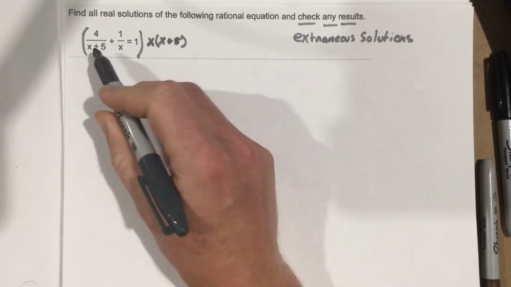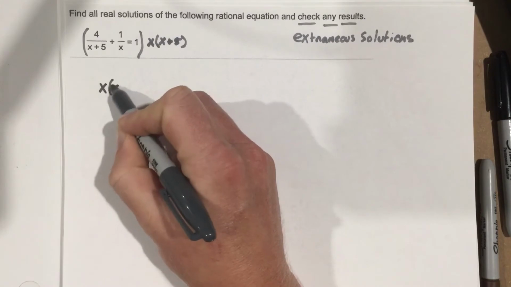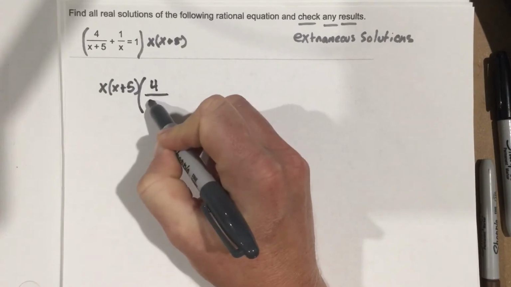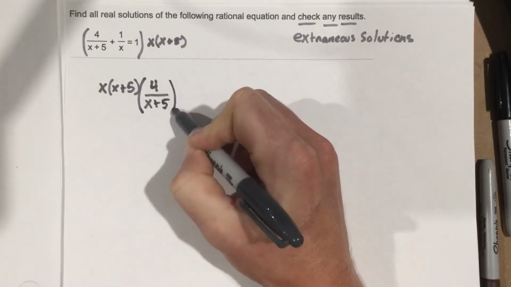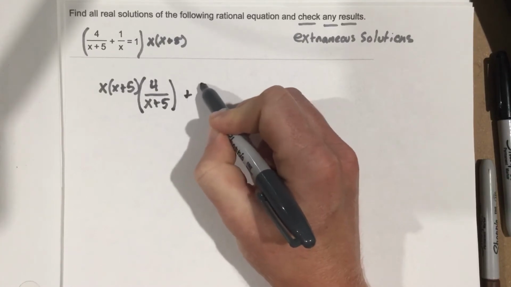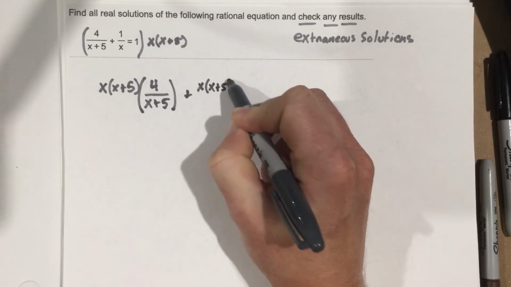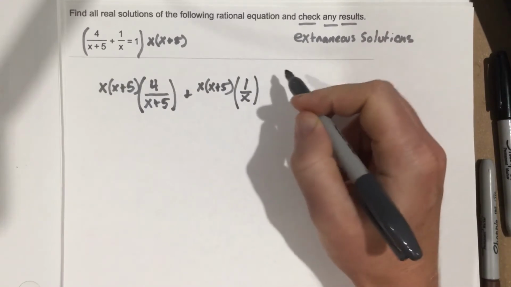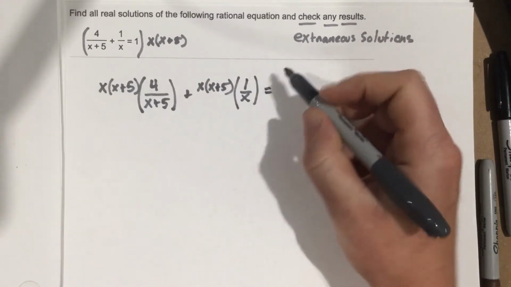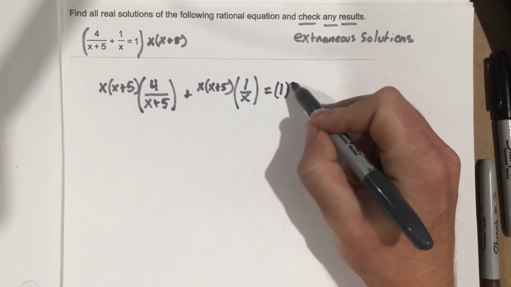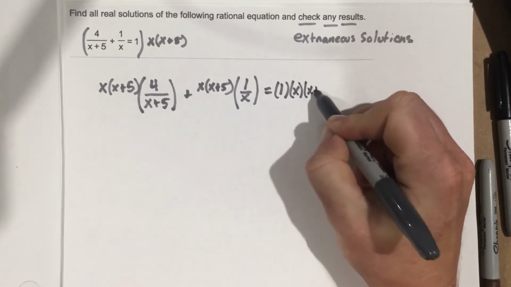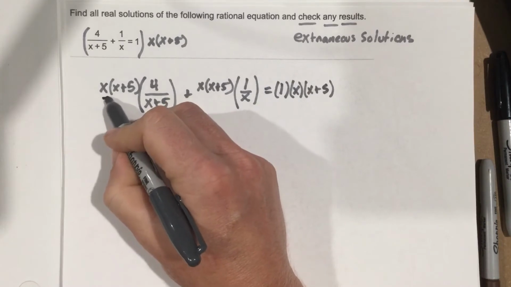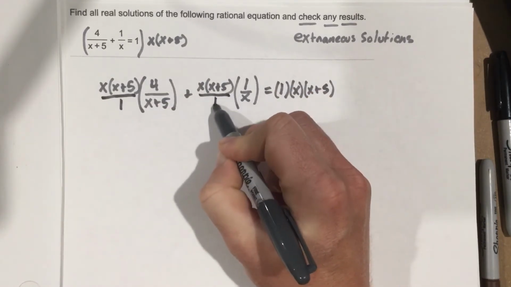So it's kind of killing two birds with one stone. I'm going to split this up so it's x times x plus 5 times 4 over x plus 5, plus x times x plus 5 times 1 over x, and then equals 1 times x plus 5. All right, now you can see here that this is really x times x plus 5 over 1, and this is x times x plus 5 over 1.